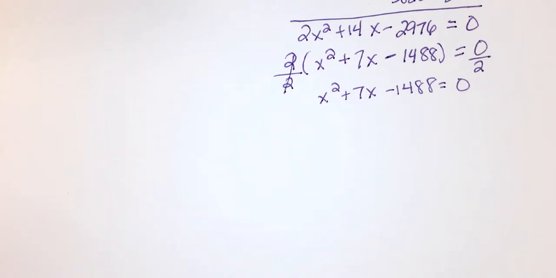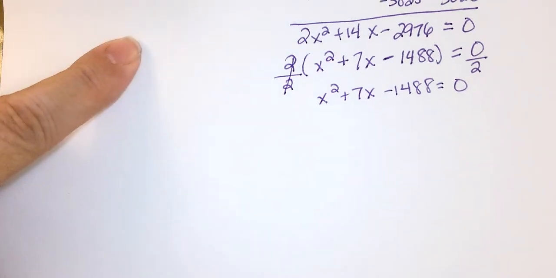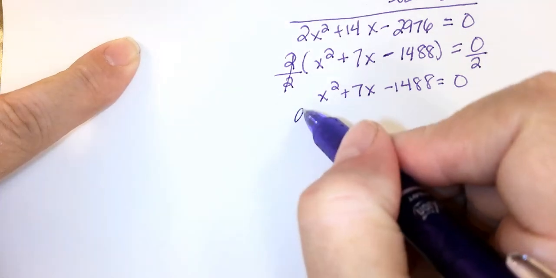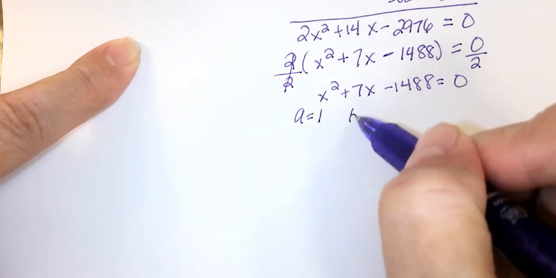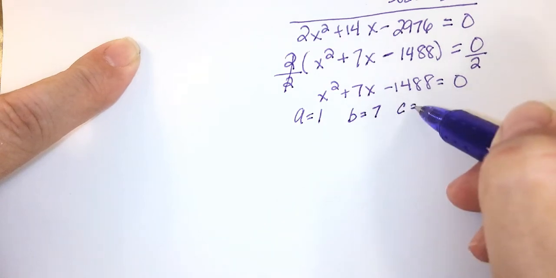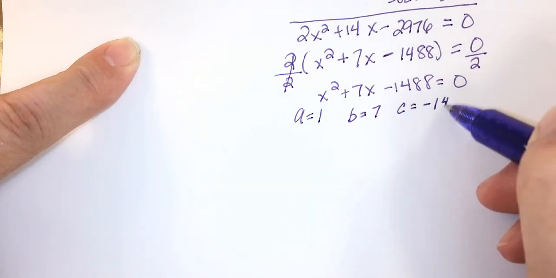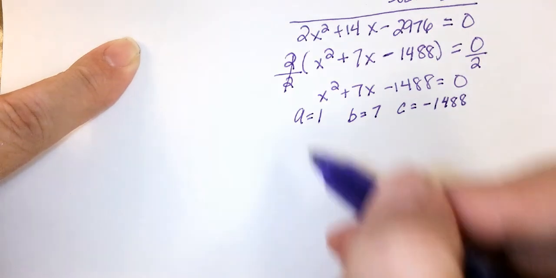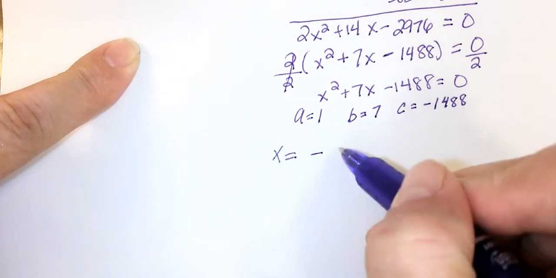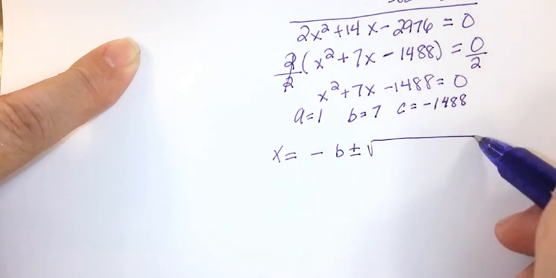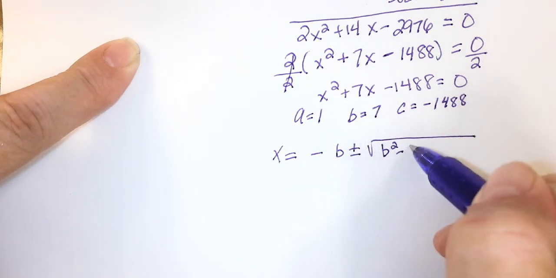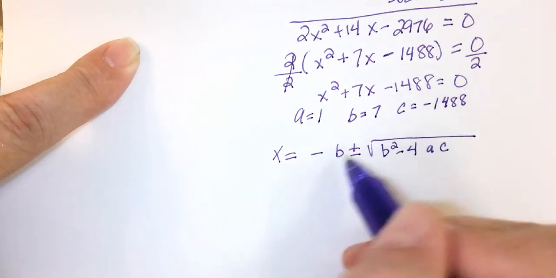Now, we can try factoring this. I'll go ahead and save you a little time in that I listed all my factors trying to factor it, and there were none that worked. So we're going to go straight to the quadratic formula on this one. So for our quadratic formula, we need A, which is 1, B is 7, and C is this very large negative 1488. And then we need to remember the quadratic formula, so that's minus B plus or minus the square root of b squared minus 4ac all over 2a.